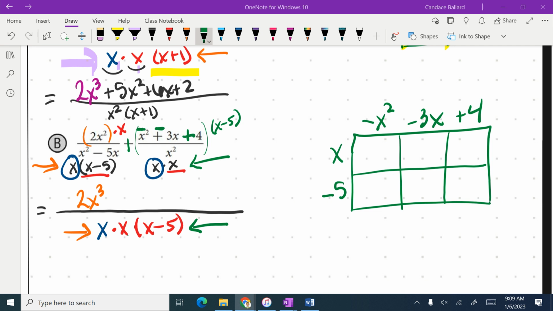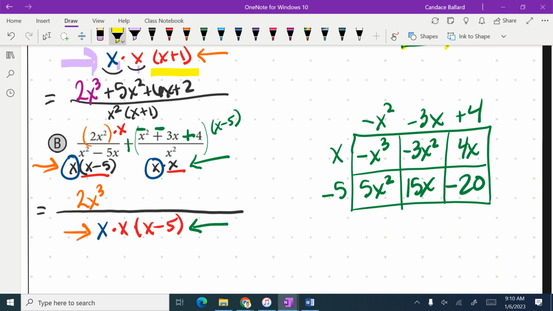Okay, let's try this together, see if we're all on the same page. So help me out. What's x times negative x squared? I heard negative x cubed. Everybody help me. x times negative 3x. Good. What's x times 4? Everybody should be able to do that one, right? Negative 5 times negative x squared. Good. Negative 5 times negative 3x. And negative 5 times 4.